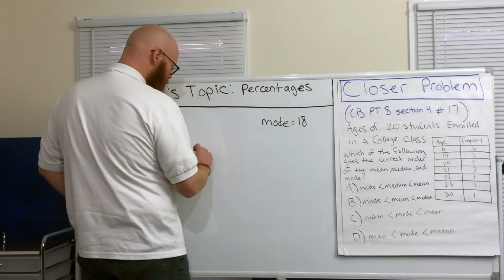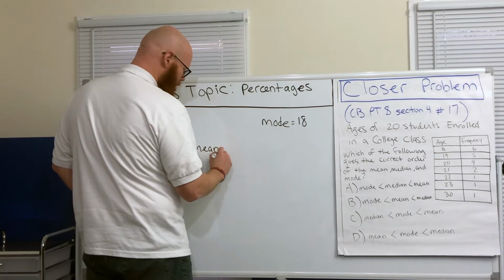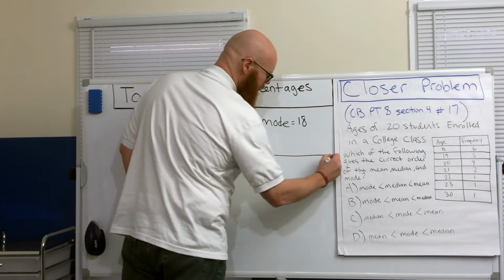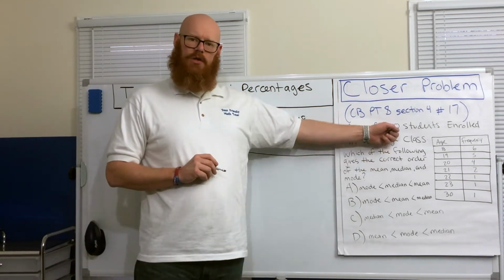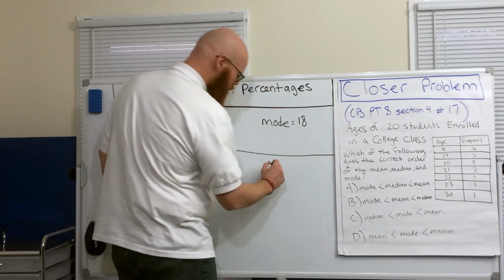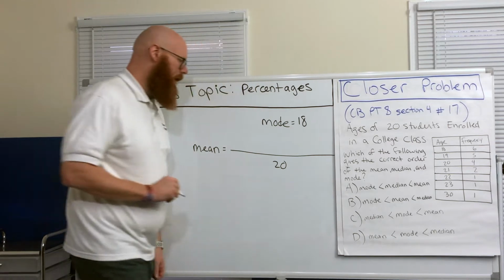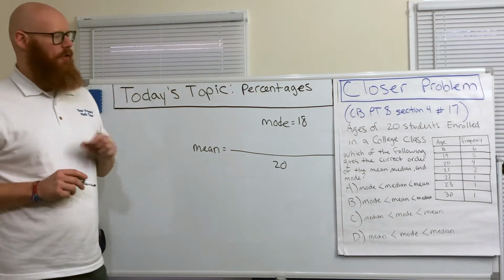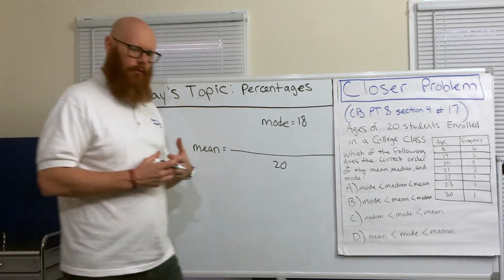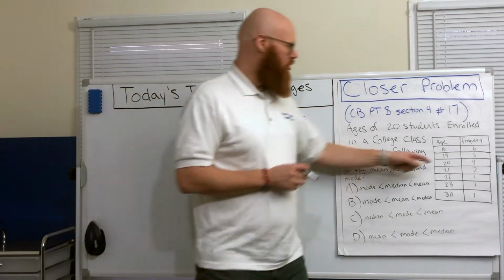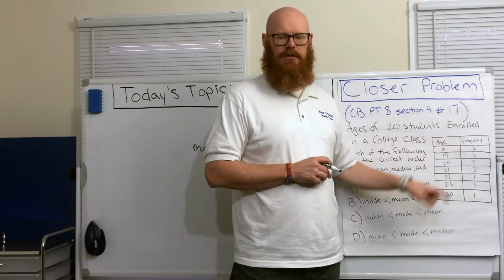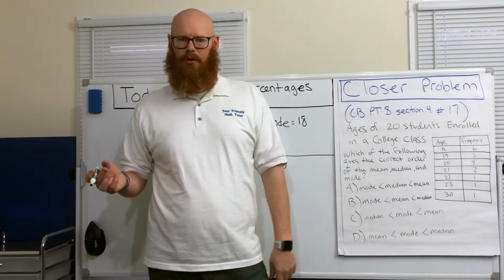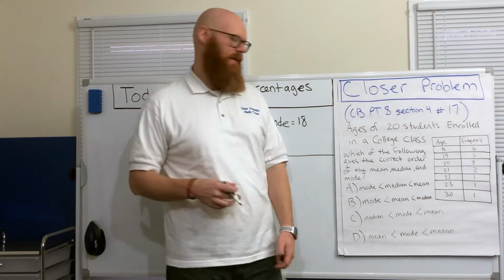Now let's quickly figure out the mean. Remembering that the mean is the sum of all the data points divided by the total number, which in this case is 20. And then what we want to do is figure out the total in a really quick way, which is just going to be multiplying 6 by 18, because there's 6 18-year-olds, so the sum of their ages is going to be 6 times 18.